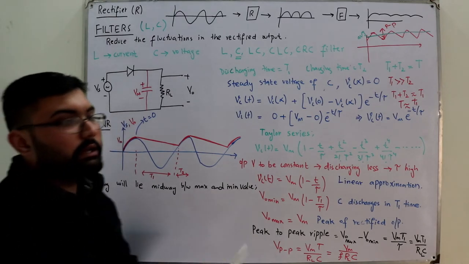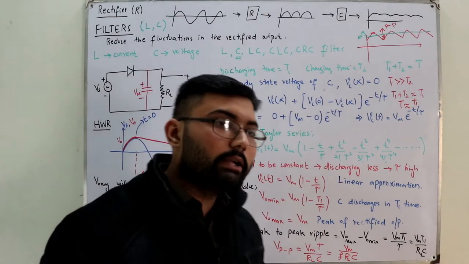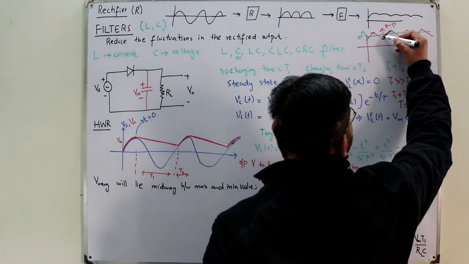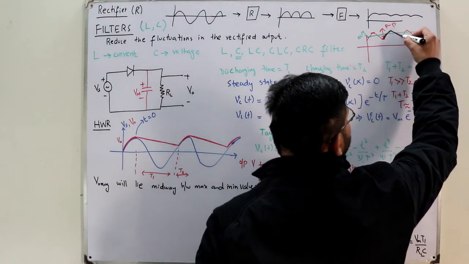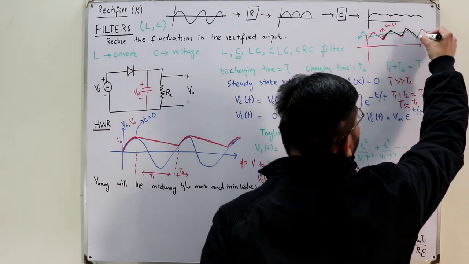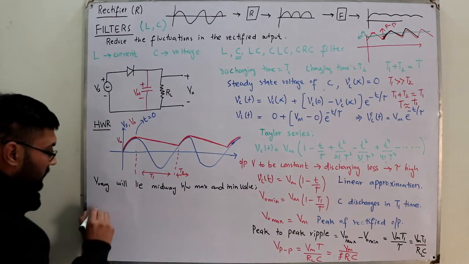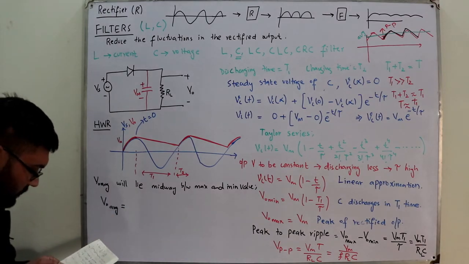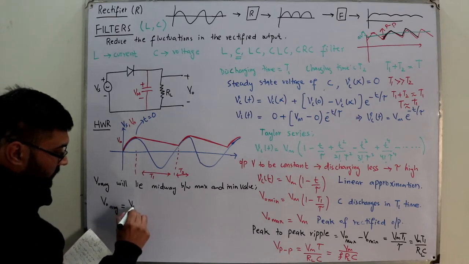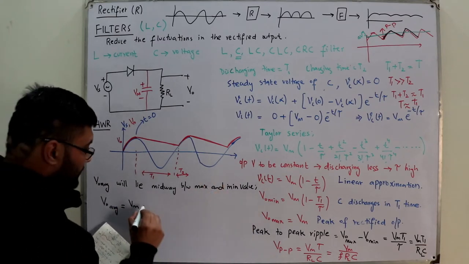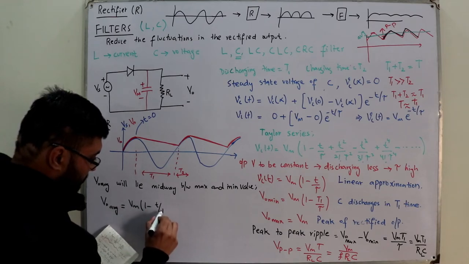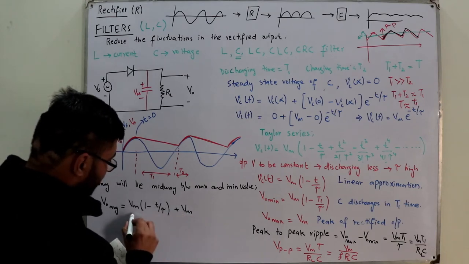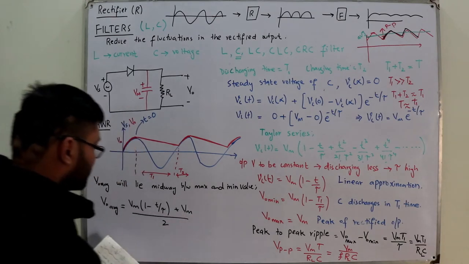Of course, for a straight line, you take the maximum value, you take the minimum value, and you divide by 2. So I have approximated this sinusoidal to be a straight line as well. Although this is a sinusoid, we consider this as a straight line, and this is a straight line as well. So V naught average is equal to Vm into 1 minus T by tau, plus Vm, and this is whole divided by 2.